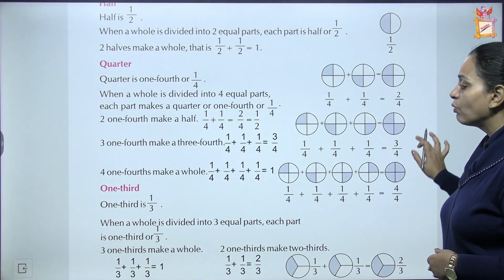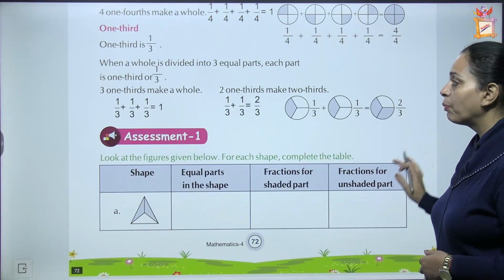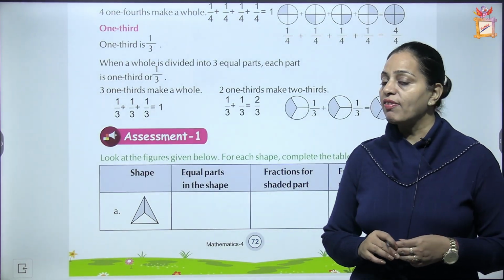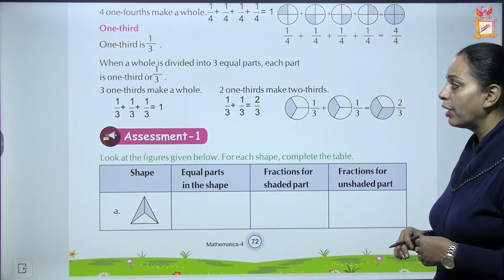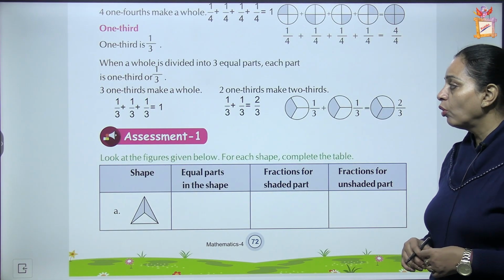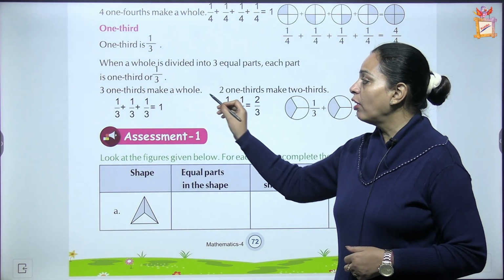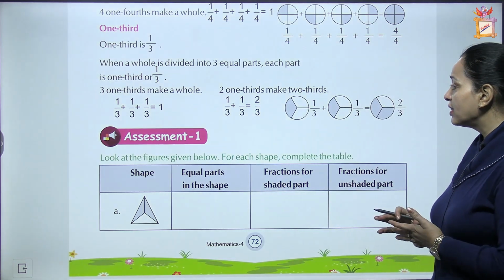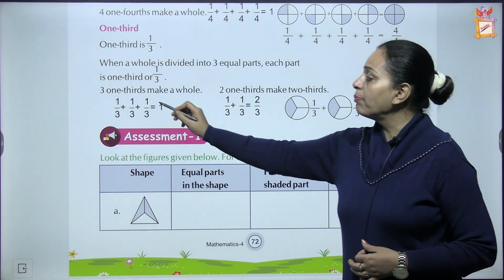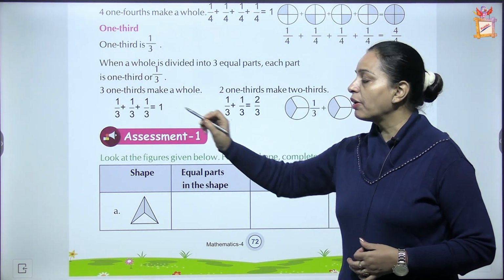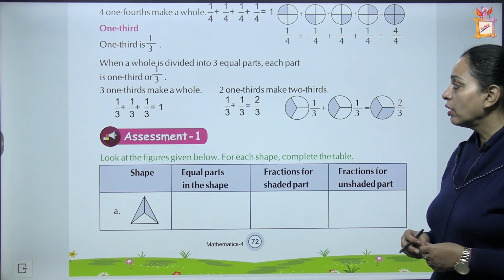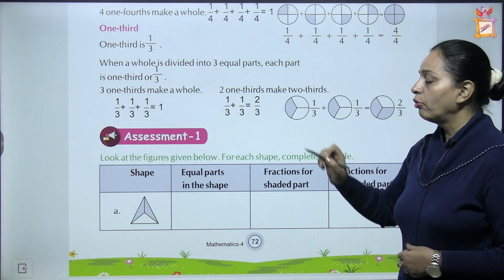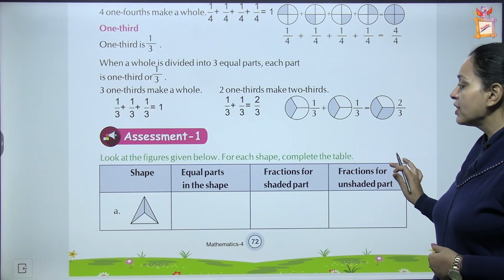So the next is 1/3. When a whole is divided into 3 equal parts, each part is 1/3. And you know 3 of 1/3 make a whole. If we take 3 of 1/3, that means 1/3 plus 1/3 plus 1/3, it becomes 1. And if we take 2 of 1/3, it makes 2/3, right? So I hope this is clear to you.